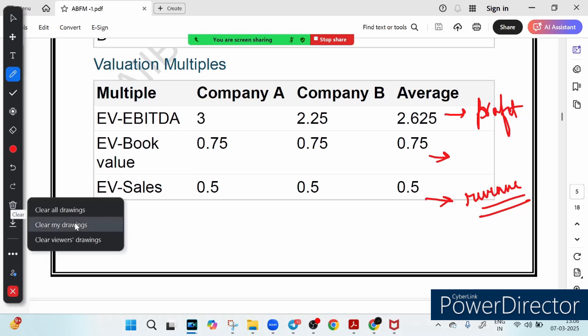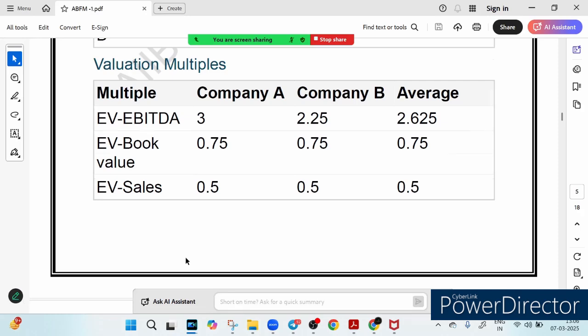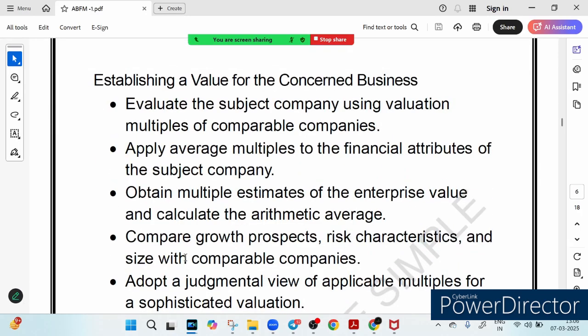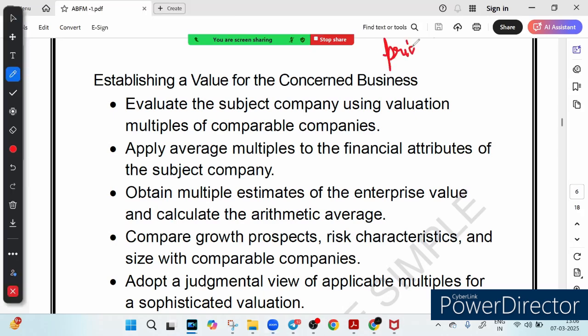Now let us discuss establishing a value for the concerned business. What does it mean? What is the meaning of establishing a value? How do we put a price tag on a business? That is the question.